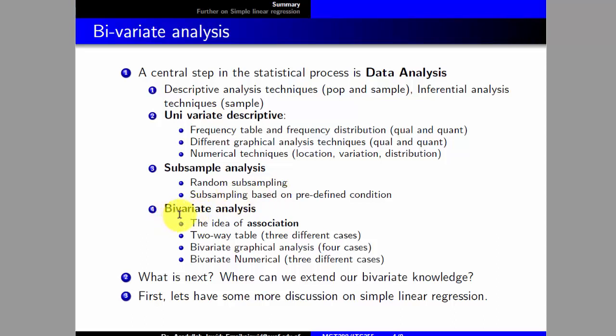Then we have moved on to a new chapter of bivariate analysis. The main idea behind bivariate analysis is to study the association between two given variables, and I hope that you know what association means. Then we have covered different bivariate analysis techniques such as two-way tables in 3 different cases, bivariate graphical analysis techniques in 4 different cases, and bivariate numerical techniques in 3 different cases. Now the question is, what is next? How we can extend our knowledge of bivariate. This we will see in the next lecture, but first let's see some more discussions on simple linear regression.